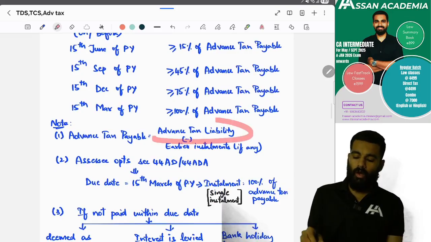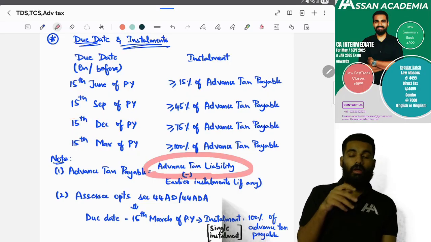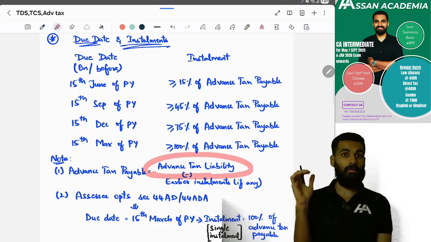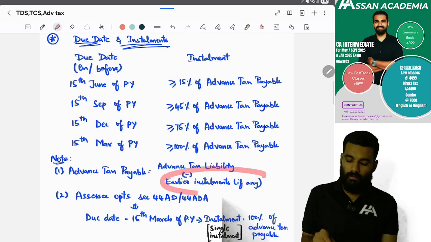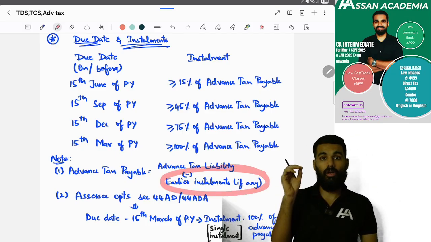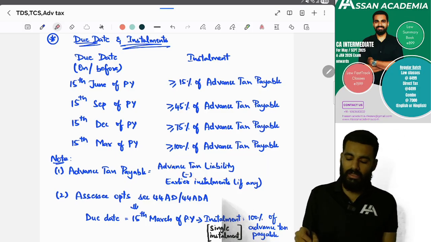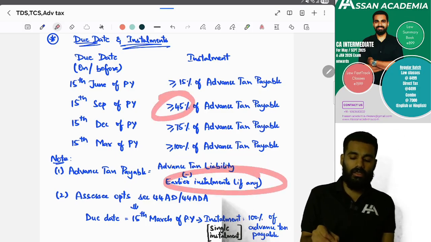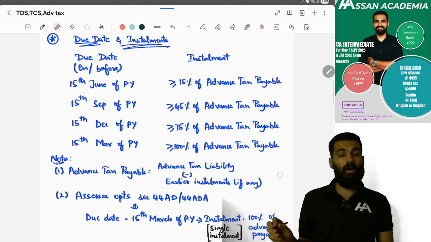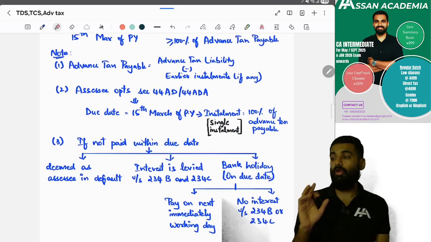So let's say you're making payment in the third quarter. In this third quarter, what is my advance tax liability? Minus whatever earlier installments I have paid. So from 75 percent, I have paid 45 percent. So the remaining, how much I have to pay? This is what you will pay for that particular quarter.